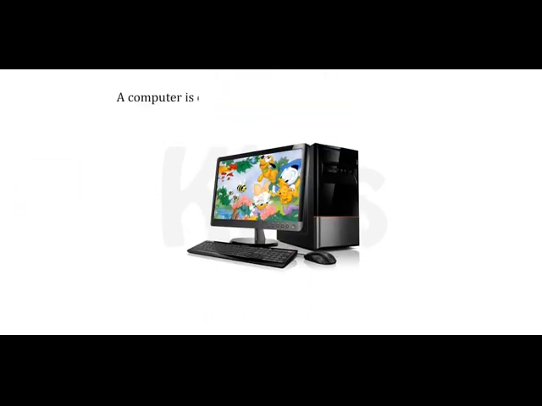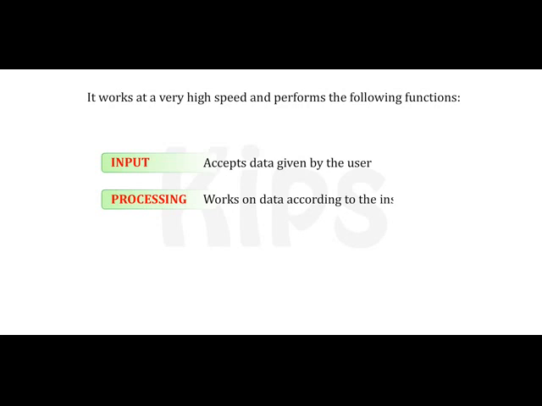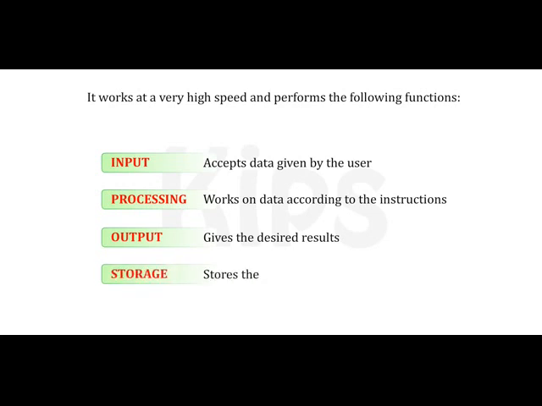A computer is one of the greatest inventions of mankind. It works at a very high speed and performs the following functions. Input function accepts data given by the user. Processing function works on data according to the instructions. Output function gives the desired results. Storage function stores the information according to our need.